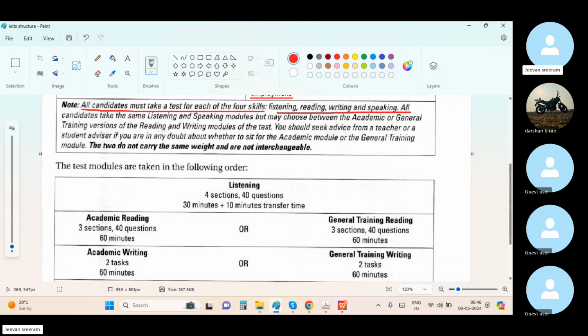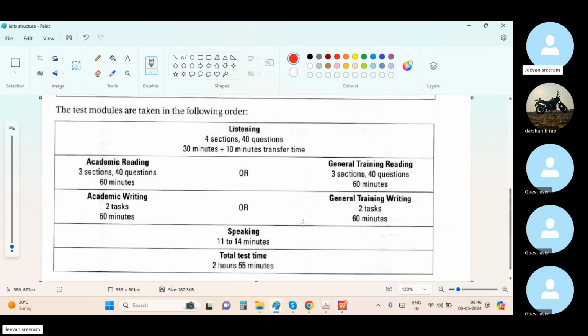You should seek advice from a teacher or a student advisor if you are in any doubt about whether to sit for the academic or general training module. The two don't carry the same weight and are not interchangeable. Yes, if you are a general training student, you have to get the general training reading and writing booklets. Even on the computer-based test, in the same hall, some students may be taking general training, others academic. Listening and also speaking are going to be the same.